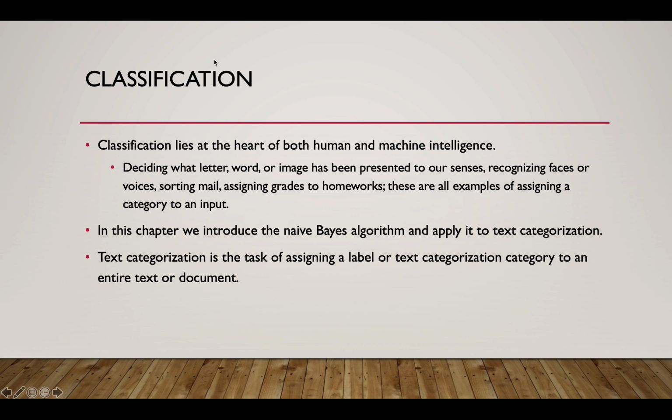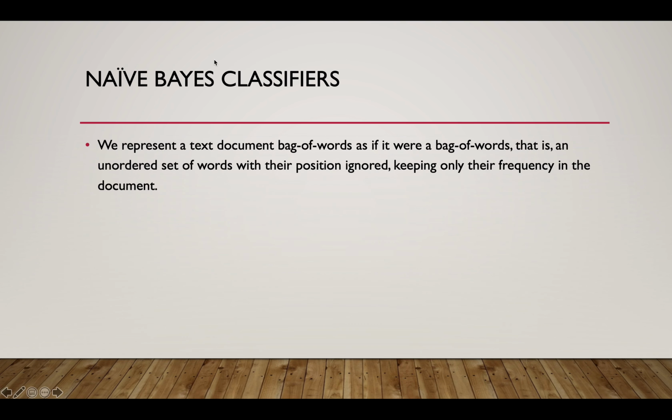We're going to talk about it in relation to categorizing text, but you can use naive Bayes to categorize anything: images, sounds, anything that you can have some kind of distinct feature for. Okay. So what we're going to do is pretend we have a text document. It's going to be represented as a bag of words.